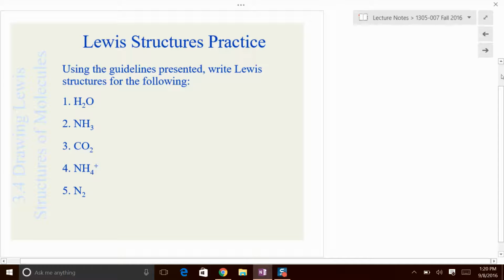Know the octet. 2, 4, 6, 7. Have 8. Okay. So when I made a bond, I removed this from here. Now 2, 4, 6, 8, 10, 12.